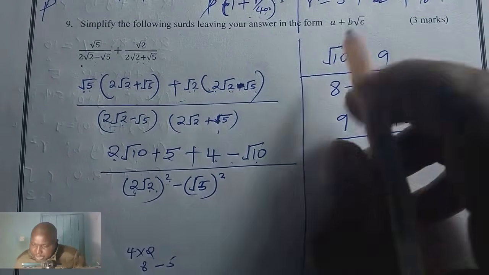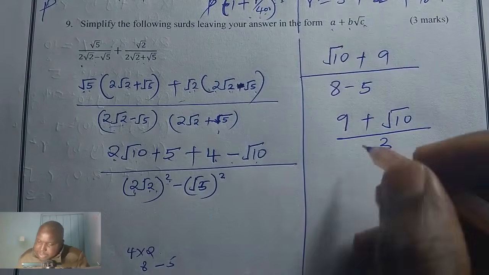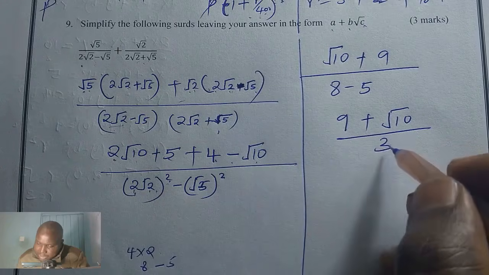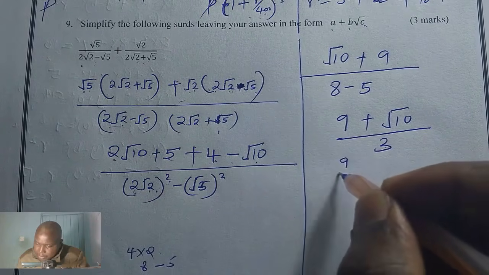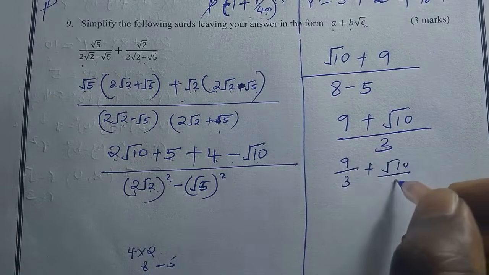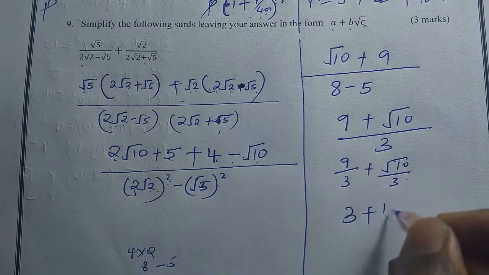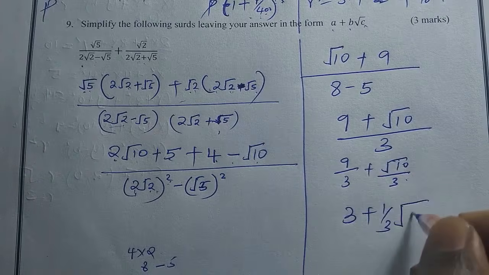Since we were told to leave it in the form of A plus B root 10, you can divide individually. This 3, this is like 9 over 3 plus root 10 over 3. This is 3 plus 1 over 3 root 10.